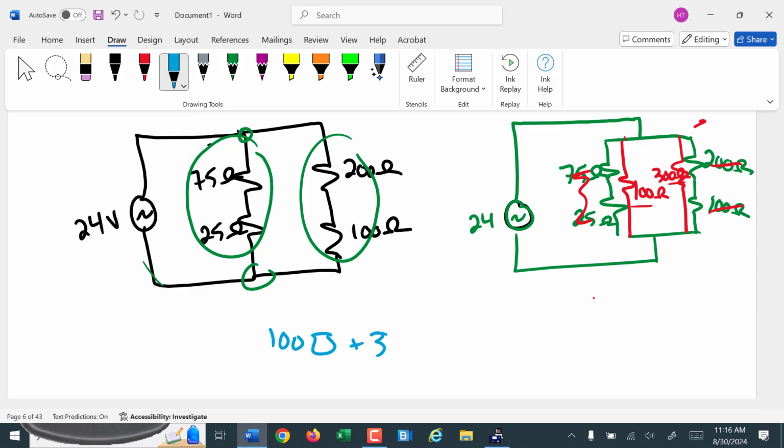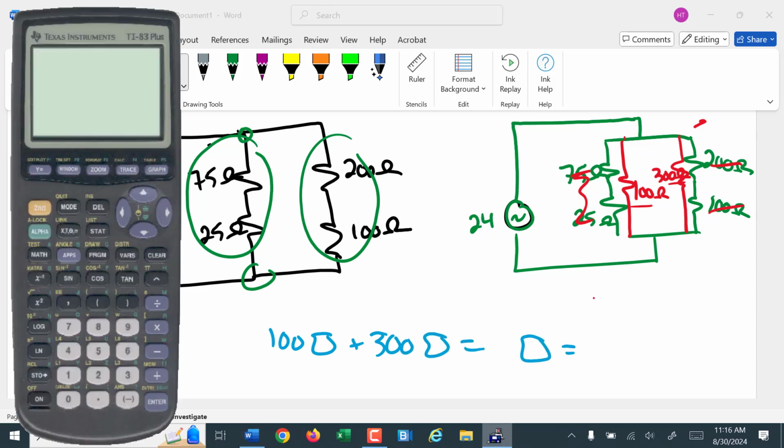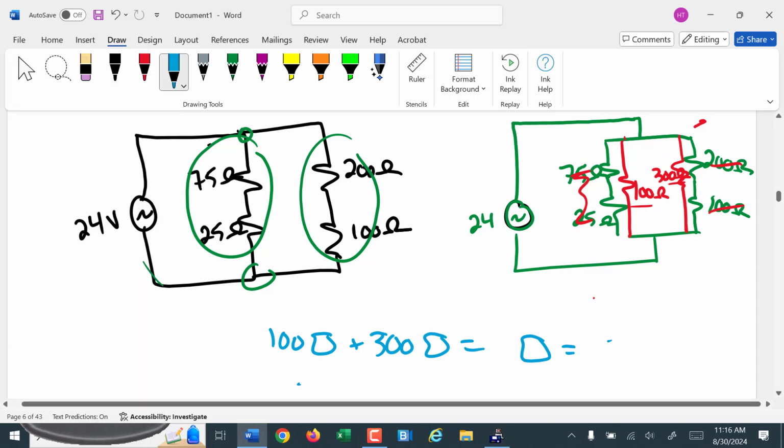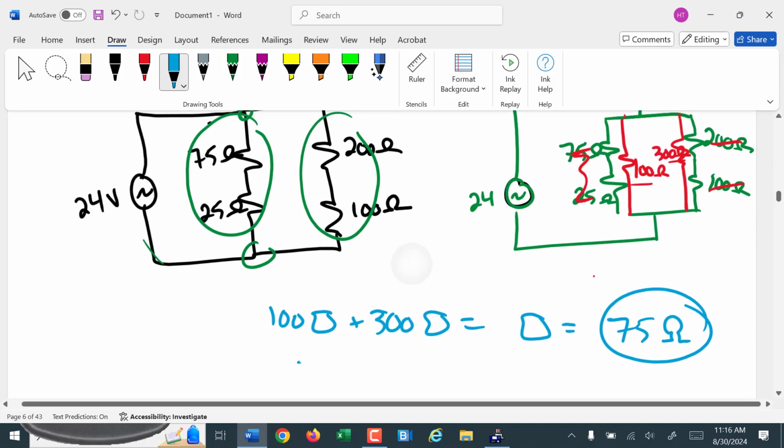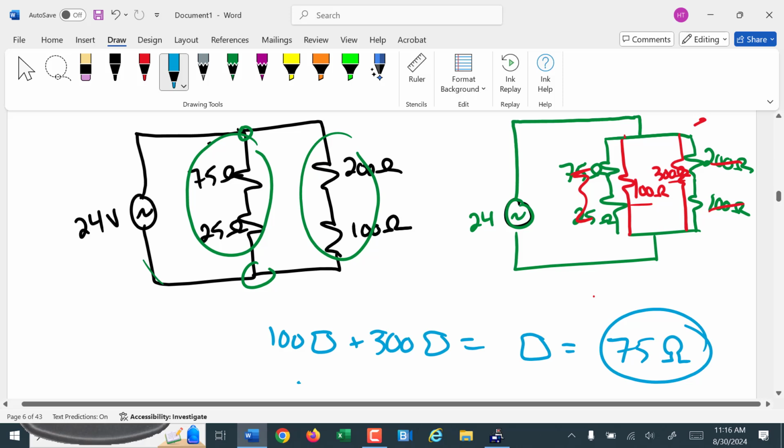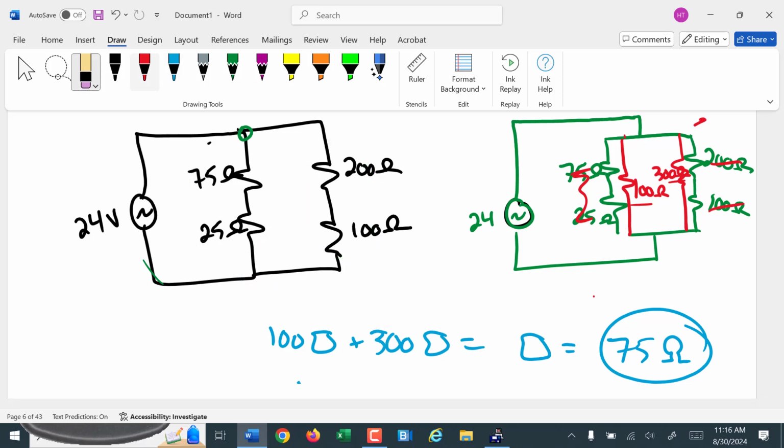So now all that's left are the 100 and the 300 equivalent resistors. They are in parallel. So it's 1 over 100 plus 1 over 300 equals 1 over R equivalent. We get 75 ohms is our equivalent resistance. So the total resistance there is 75 ohms.